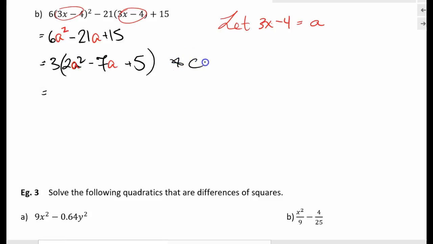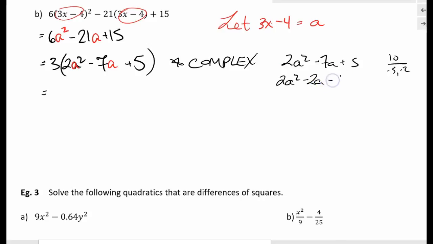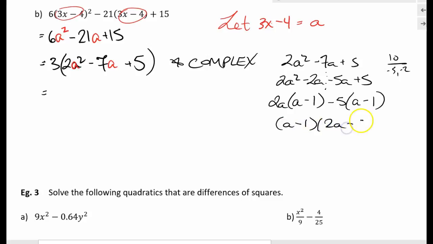Again, I'm dealing with a complex trinomial. So I'm going to do it my third way now. So I've got 2a squared minus 7a plus 5. Looking for 10. Factors like negative 7, so that's negative 5 and negative 2. So I'm going to break it up. 2a squared minus 2a. Imagine it's cut in half. Notice I take out the full negative 5 from this first one, which changes my sign of my second term as well. So I was doing with a minus 1 and 2a minus 5.